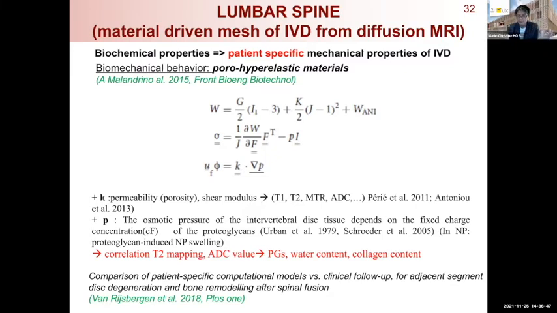You can correct this coefficient with T1, T2, ADC, all the biochemical and MRI parameters I just showed you before. And all these things, P, for example, osmotic pressure, is also related to the concentration of proteoglycan. So we have all this relationship. With our data, you can understand that we can connect this very easily.